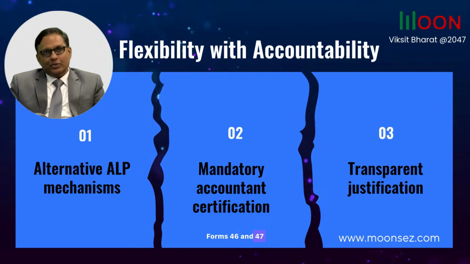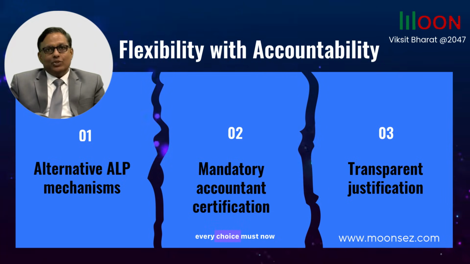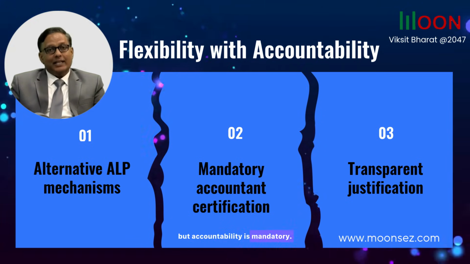Forms 46 and 47 formally introduce alternative arm's length price determination options. While flexibility has increased, every choice must now be certified and justified. The message is clear. Discretion is allowed, but accountability is mandatory.